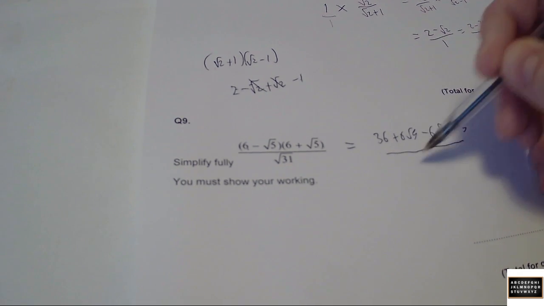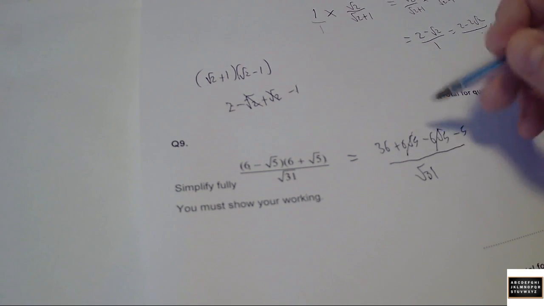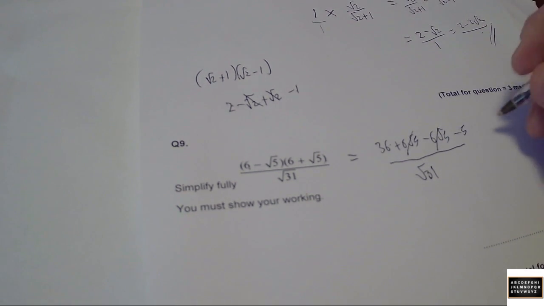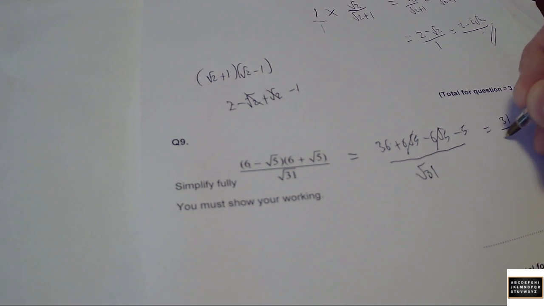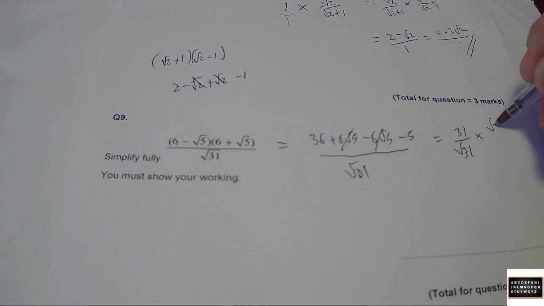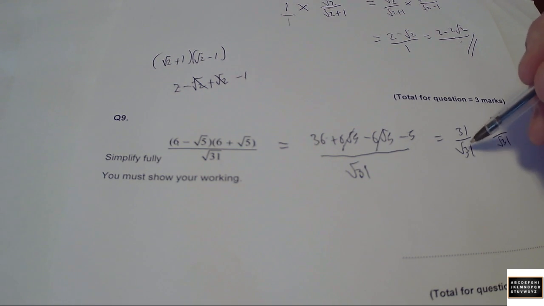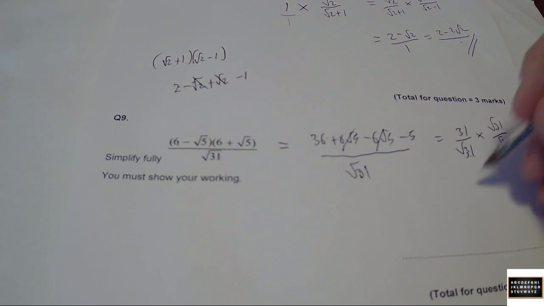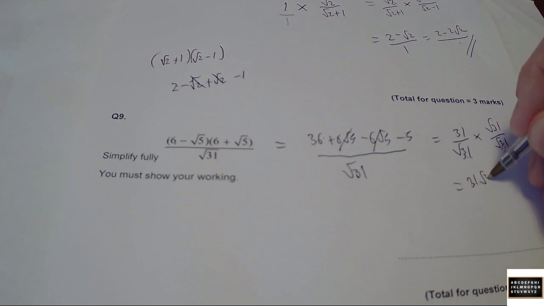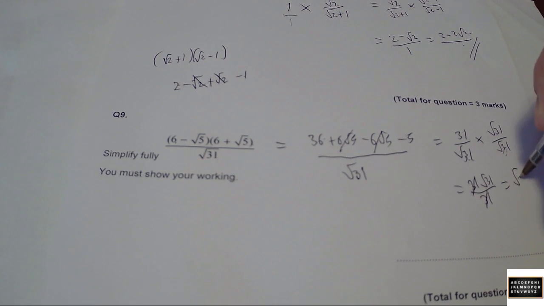And on the bottom, sorry, I've got root 31. These two on the top will cancel. 36 take away 5 is 31. So I've got 31 over root 31. And again, I'd like to rationalise this denominator, so I'm going to multiply it by root 31 over root 31, a bit like the earlier example with root 12 over root 12. And then these two things will make 31. So I've got 31 root 31 over 31, and then this cancels, leaving root 31.